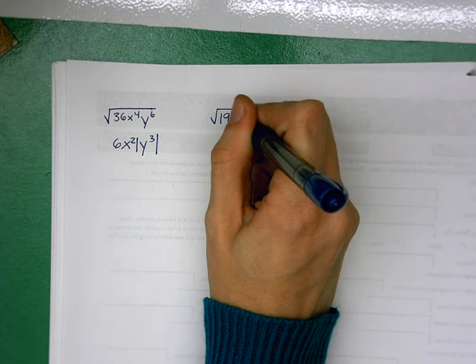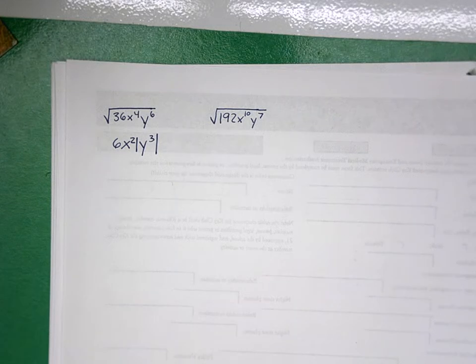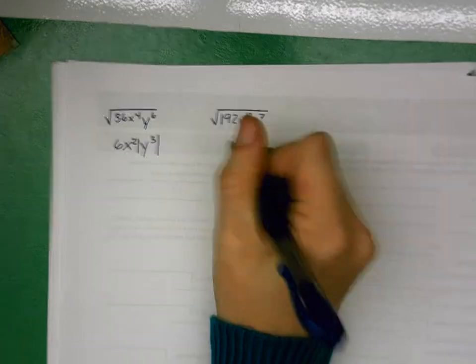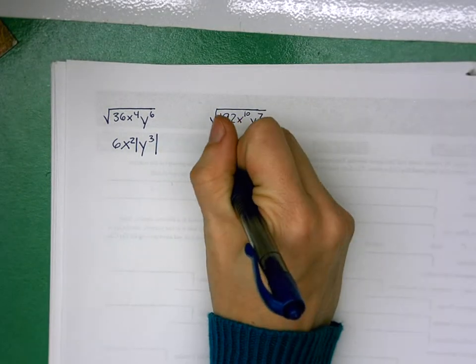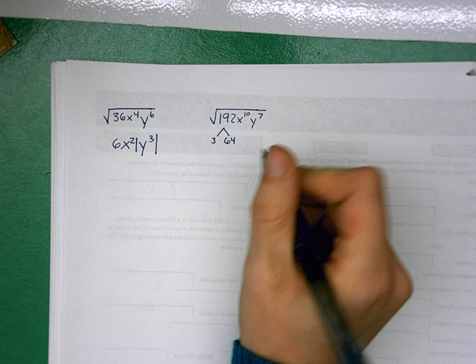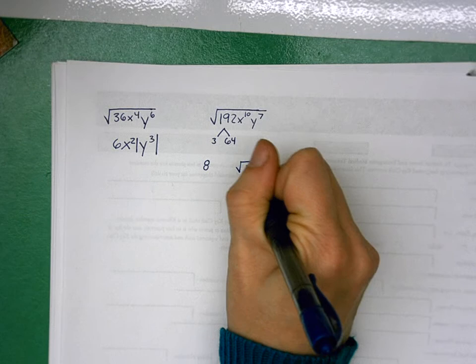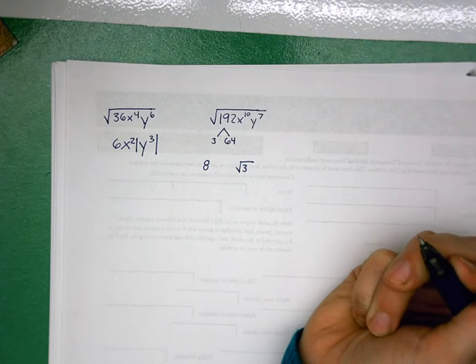Okay, one more in this vein. We have the square root of 192, x to the 10th, y to the 7th. Okay, and so for this one we are looking at simplifying the square root of 192. Now the square root of 192 is not a perfect square, so we are going to need to break that down into its factors. And so in this particular case, if I were to divide out a 3, we would have left over 64. Now 64 is a perfect square, so I'm going to pull out the 8, which is the square root of 64, and I'm going to leave that 3 under the square root.